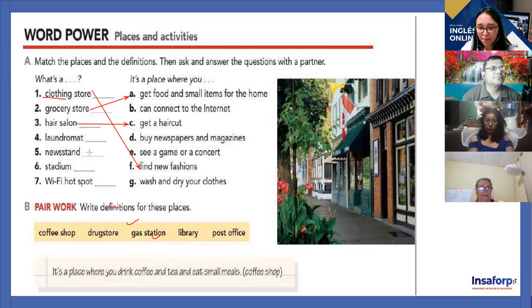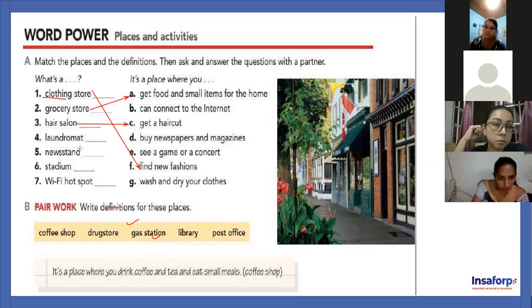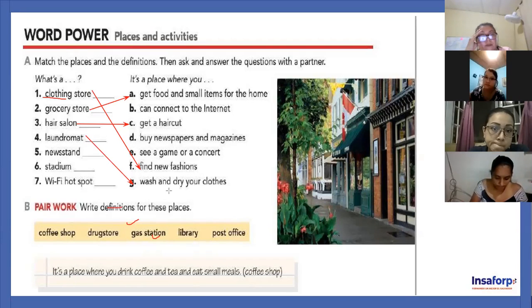Hey, thank you, Patricia. What about laundromat? What is that? Can you help me, Luis? What is a laundromat? What can we find there? Laundromat. Mm-hmm. I think it's the G. Yes, right. Your clothes. Yes, right. When you wash and dry your clothes. Ahora podemos encontrar muchas laundromats here. Okay, thank you, Luis. Es la lavandería, right? The laundromat.